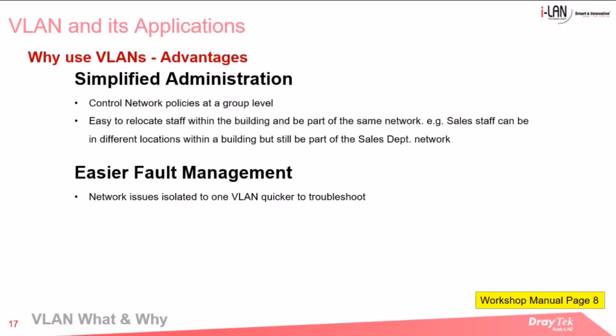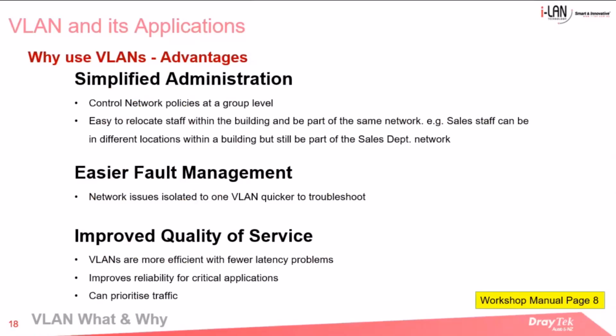If you know that complaints are coming from a certain subnet of users, you will be able to narrow down and resolve the issue quickly. VLAN can also improve the quality of service by managing the traffic more efficiently so that end users experience better performance. There will be fewer latency problems on the network and improved reliability for critical applications.